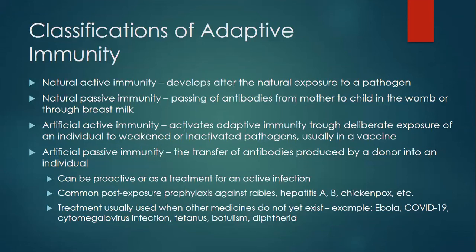All right, last thing we're going to talk about are different classifications of adaptive immunity, because you might hear about them as you go through your career. Okay, there's natural immunity. That natural immunity can be active or passive. Active immunity is what we've just been talking about, develops after exposure to a pathogen. Passive immunity is passed from mother to child, either in the womb or through breast milk. There's artificial active immunity through deliberate exposure like vaccines. There's artificial passive immunity. That's the transfer of antibodies by a donor into an individual.